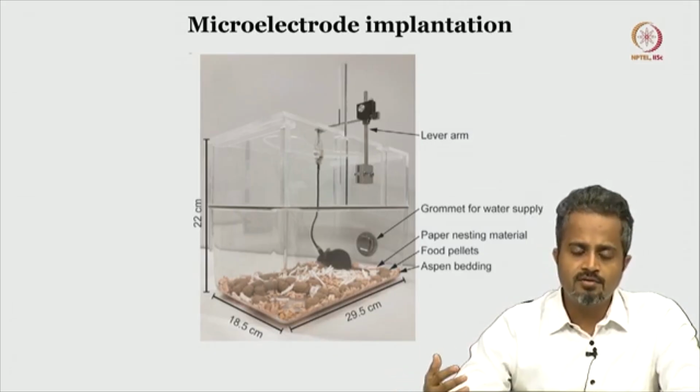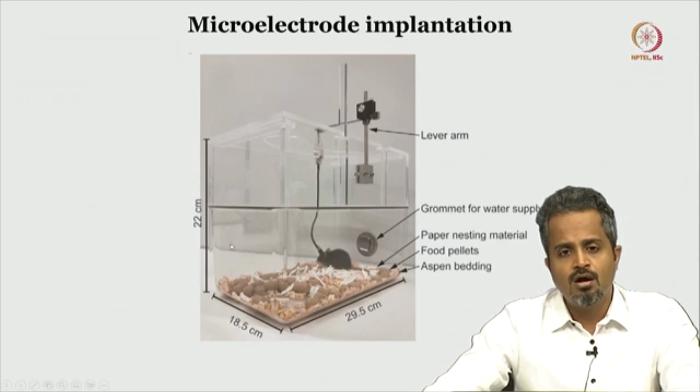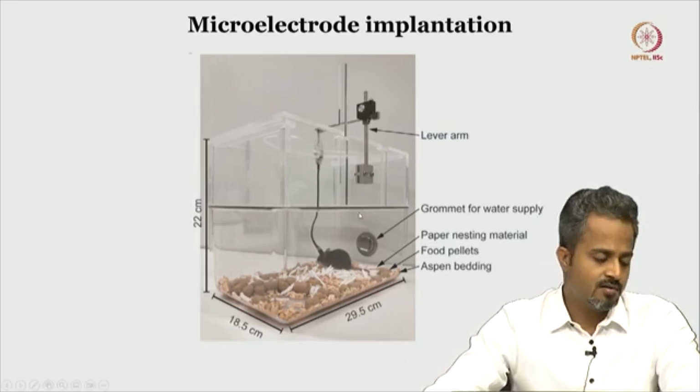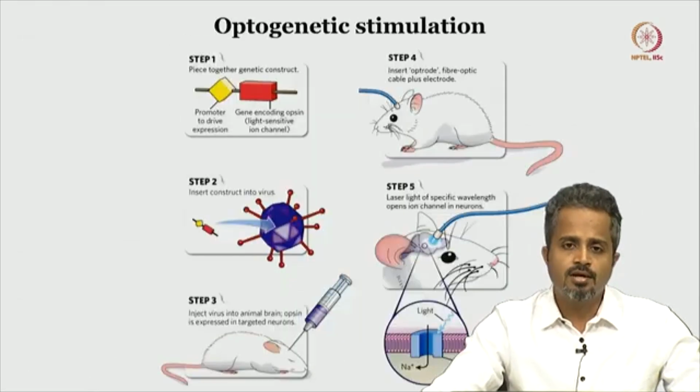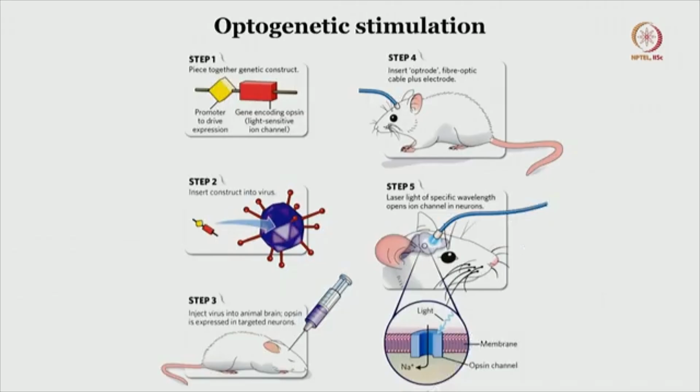So the entire behavior setup should be able to accommodate these electronic apparatus that we just discussed. So that is about the microelectrode implantation in brief. Then the next few examples are on the optogenetic stimulation as well as the drug delivery cannula implantation.